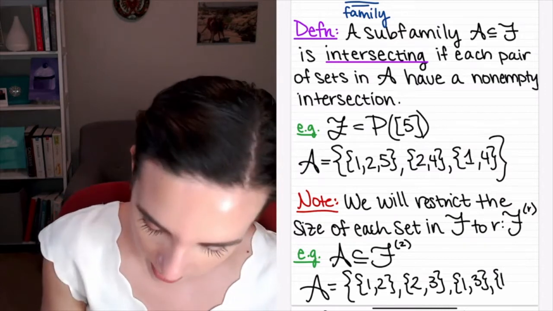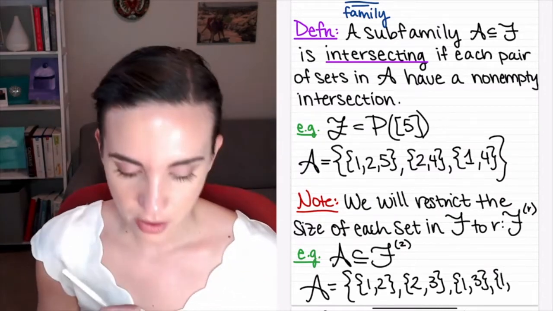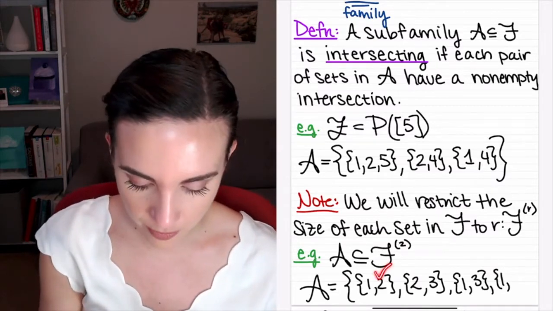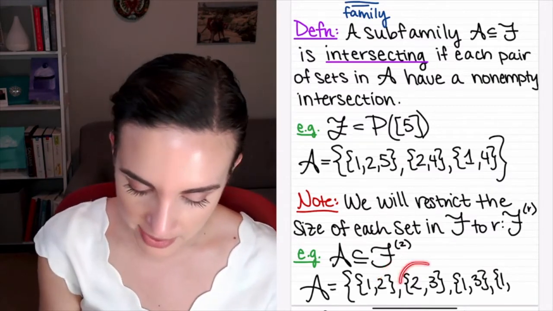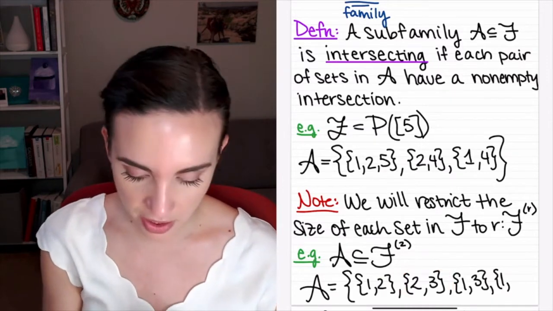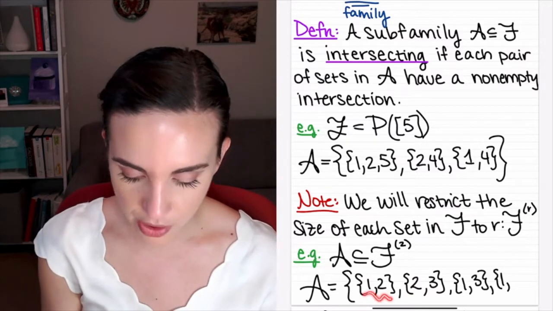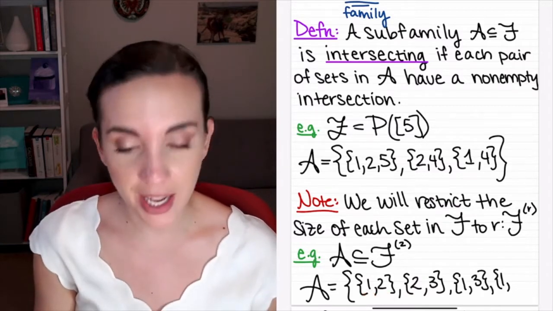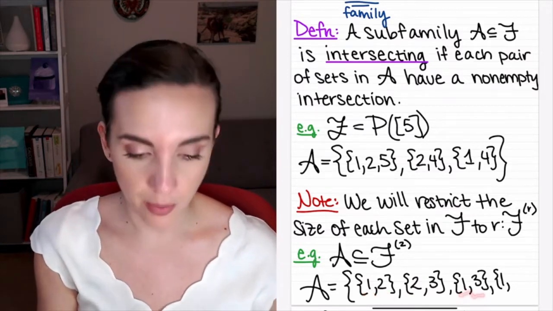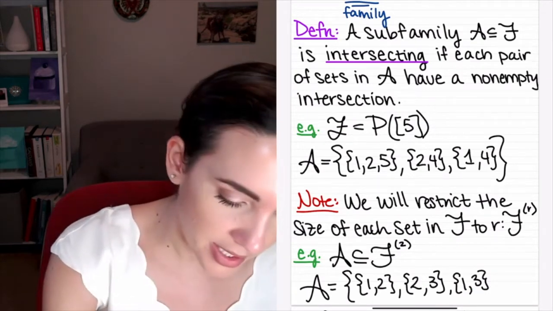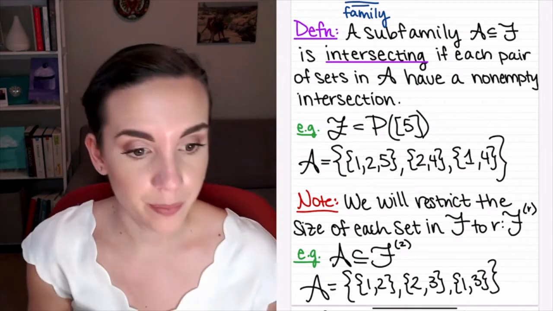Let's try 1. So if we chose 1, then it intersects here. But it doesn't intersect with this set yet, so we either put a 2 or a 3 in it. Now, 1, 2 is already used, so it must be 1, 3, but we already have 1, 3 as well. So with the sets that we have chosen, this is as large as script A can get.